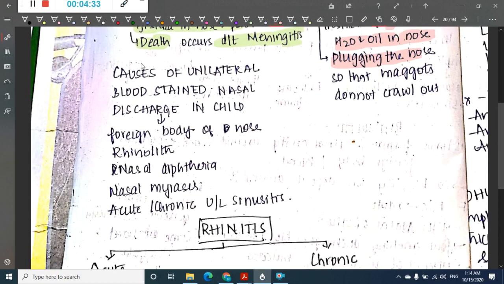Then what is important next is one of the important differential diagnoses. What are the causes of unilateral blood stained nasal discharge in a child? It can be foreign body of nose, rhinolith, nasal diphtheria, nasal myiasis, and acute or chronic unilateral sinusitis. So this is about the unilateral nasal discharge.